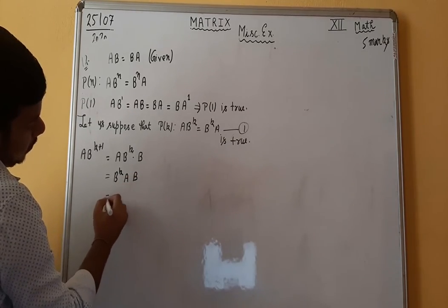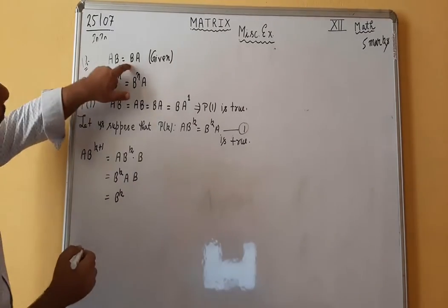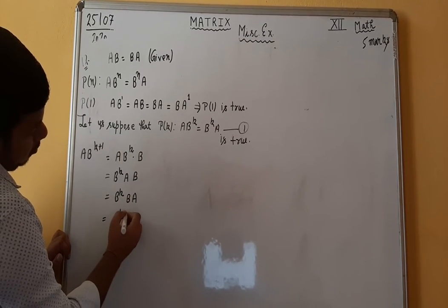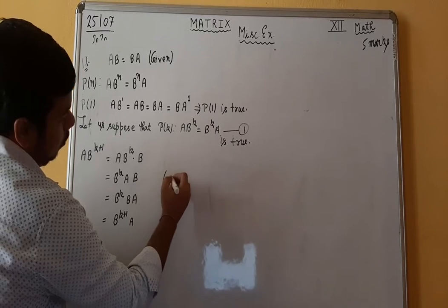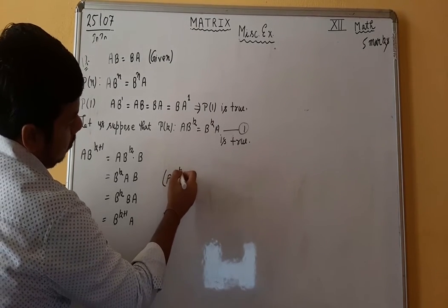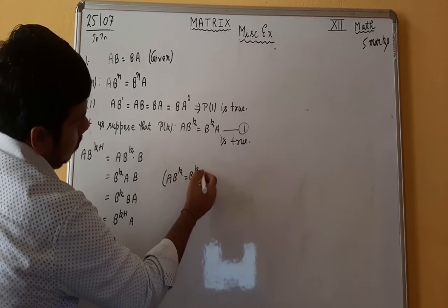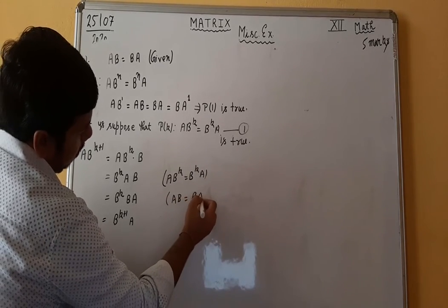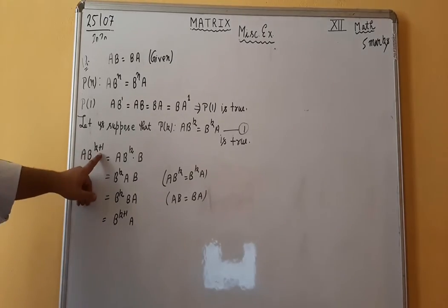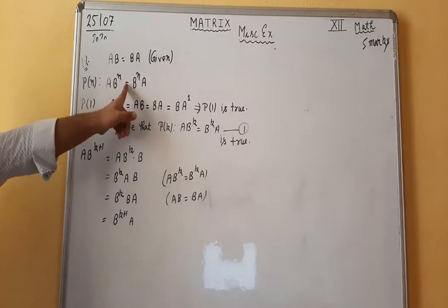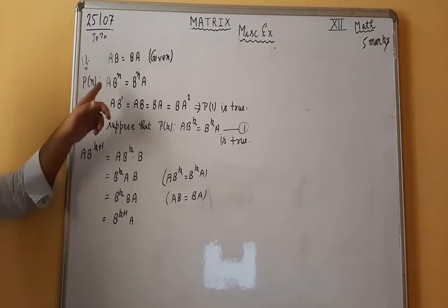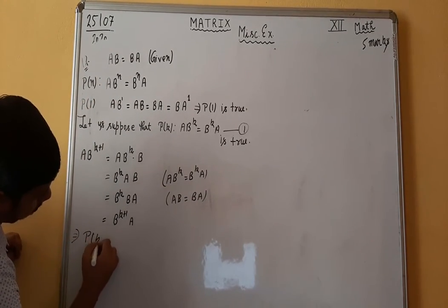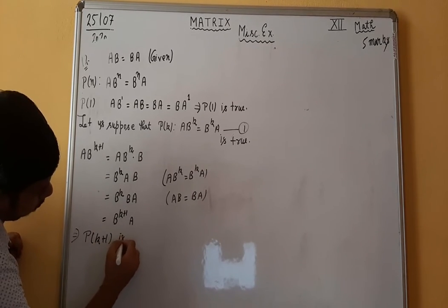Now let us see AB. AB is equal to BA, right? So it is equal to B raised to the power k plus 1 into A. Here we have used the fact (AB) raised to the power k is equal to B raised to the power k into A. Here we have used AB is equal to BA. See, (AB)^(k+1) equals B^(k+1) into A. What is the difference between this and this? Here the value of n is k plus 1, meaning the result is true for n is equal to k plus 1.